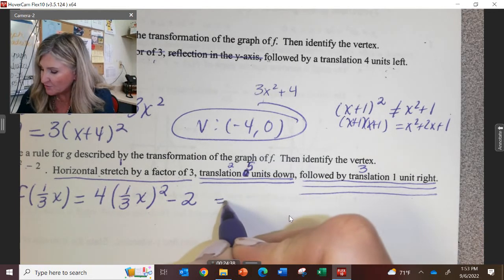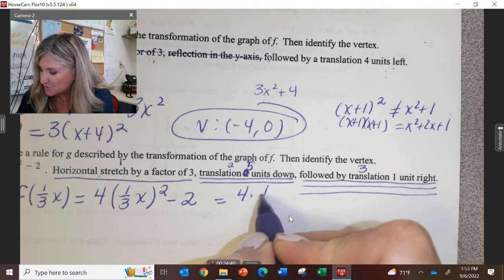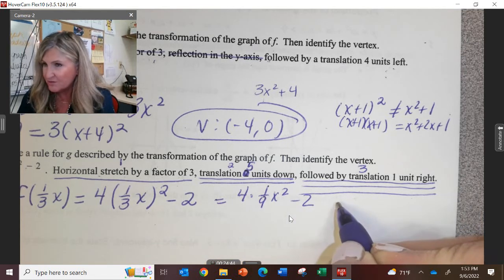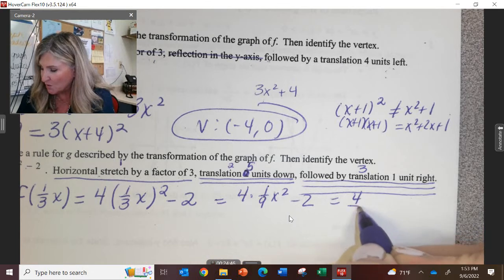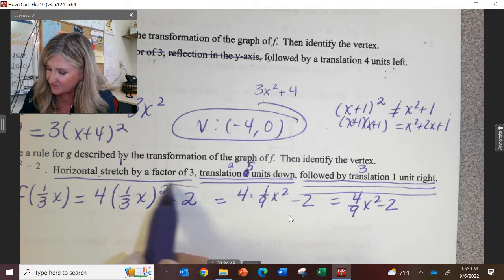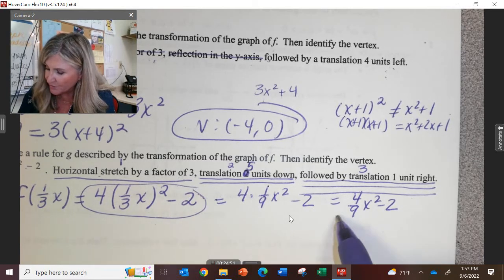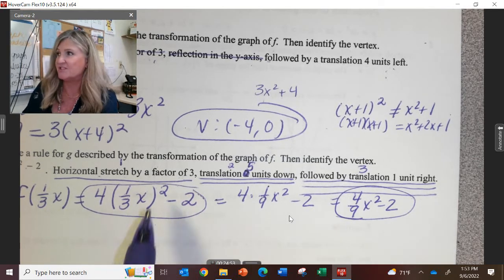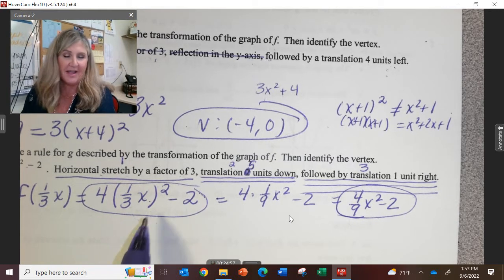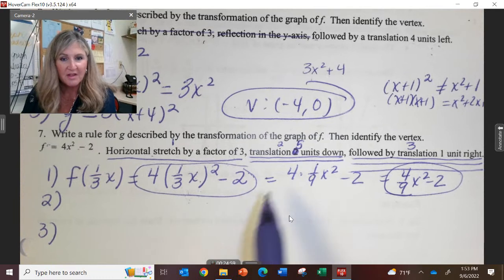Does anybody do this and write it as 4 times 1/9 x squared and then minus 2, which would be 4/9 x squared minus 2? You could have this function, or you could have this function for that first step. I'll just stick with this. Is this what you guys all did? Okay, I'll just stick with this then.